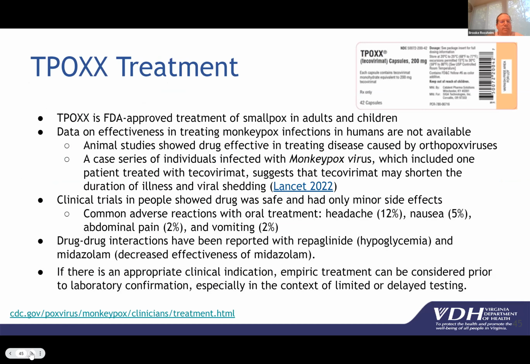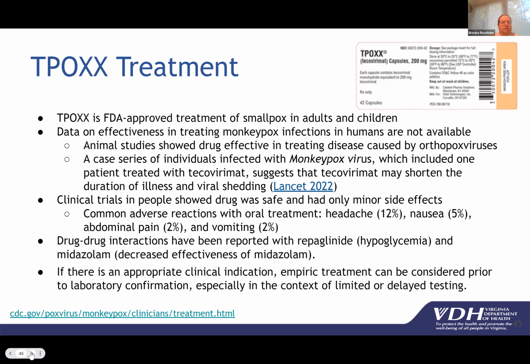So let's talk a little bit about TPOXX. TPOXX is an FDA-approved drug for the treatment of smallpox, not for monkeypox. So TPOXX's FDA approval is for treatment of smallpox in adults and children. The data on effectiveness of TPOXX in treating monkeypox in humans are really not available. We do have animal studies showing that the drug is effective in treating diseases caused by orthopox viruses.